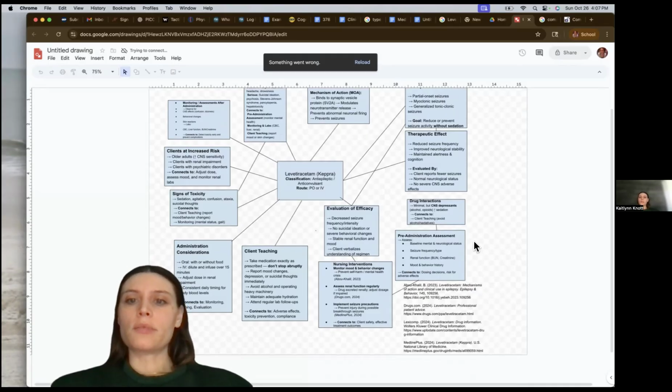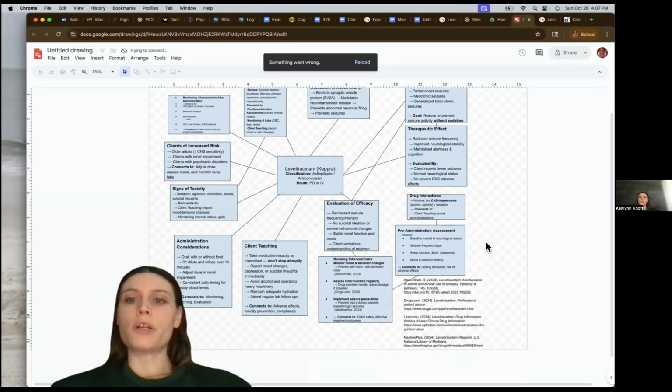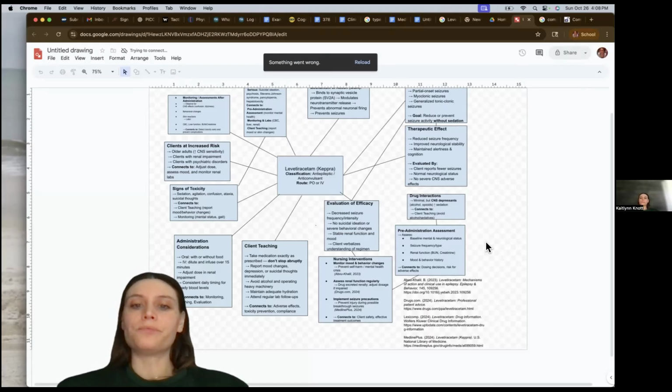And then that one is going to be connected to the pre-administration assessment. So we're going to be assessing the baseline mental and neurological status, the seizure frequency and the type of seizure they're having, the renal function, so the BUN test, and then the creatinine, both of those lab works, and then the mood and behavior history. And then that just helps us connect the dosage decision and risk of adverse effects.